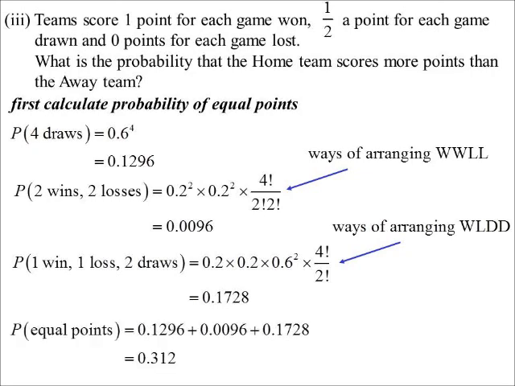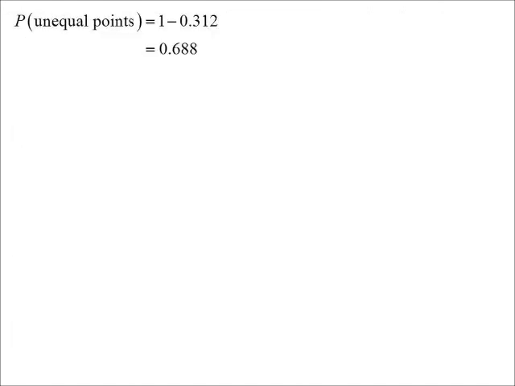So there are no other ways you could get equal points. So probability of equal points, add them all up, that's 0.312. So I now know how many ways we can get the same number of points. But that's not the question. The question is, what's the probability the home team wins, scores more? Well, therefore, the probability that they're unequal points would be 1 minus the probability that they're equal points. So there's a 0.688 chance that the 2 teams finish on a different amount of points.